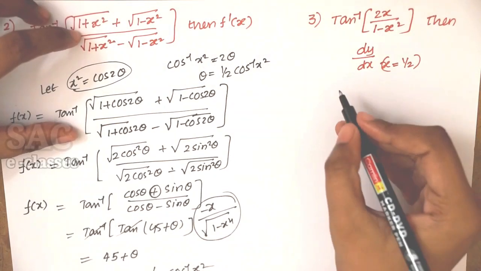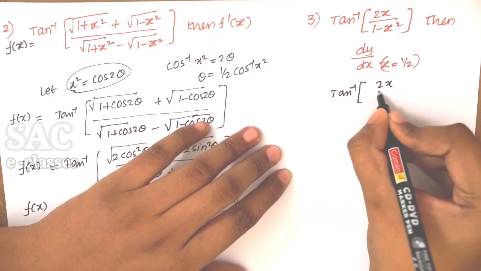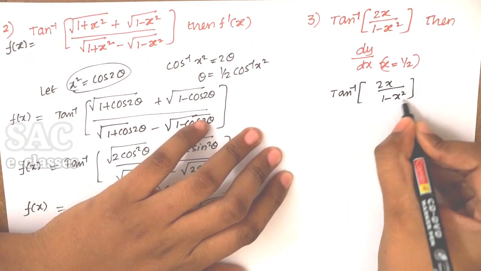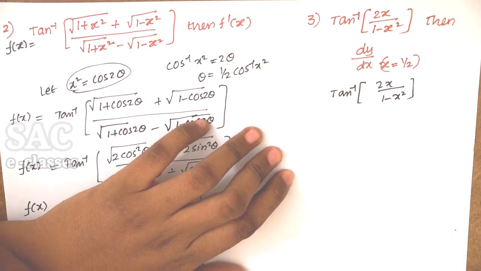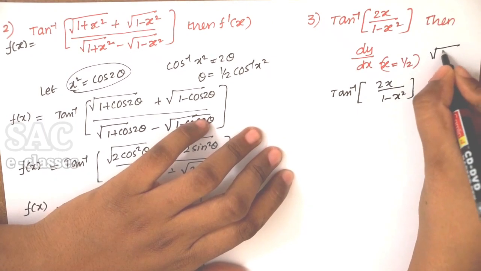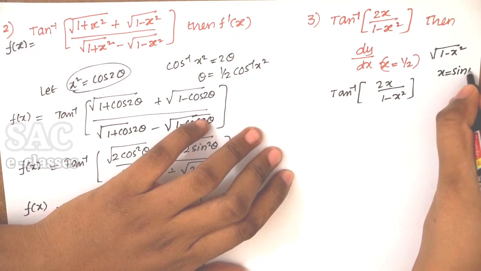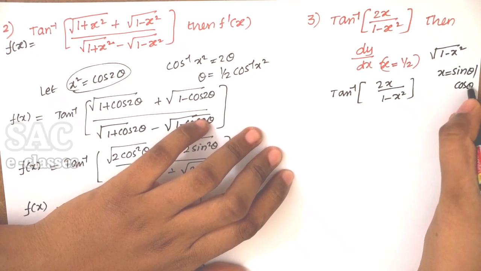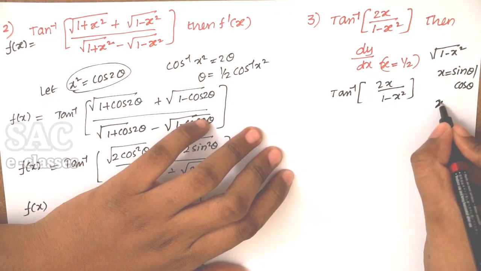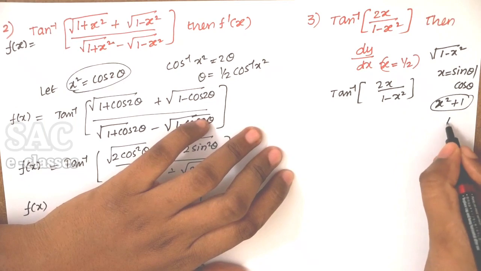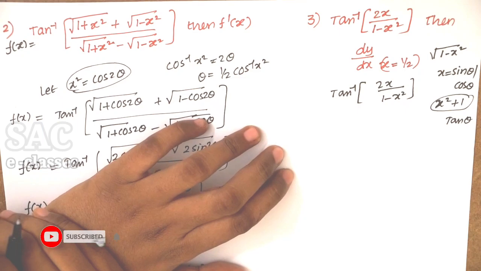Let us move to the next problem. See here the next problem, tan inverse of 2x by 1 minus x square. I told you already, whenever there is a possibility in this way, whenever root over 1 minus x square is there, it is better to choose x as either sin theta or cos theta. Maybe if it is in the form of x square plus 1, obviously we'll choose tan theta. Then if it is like this, what am I supposed to choose?